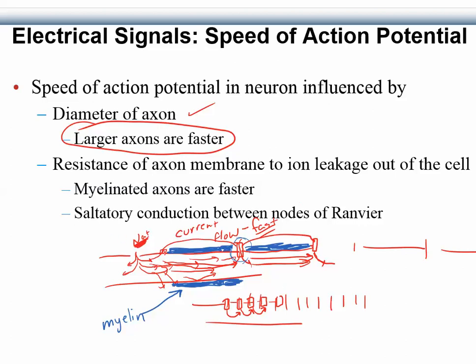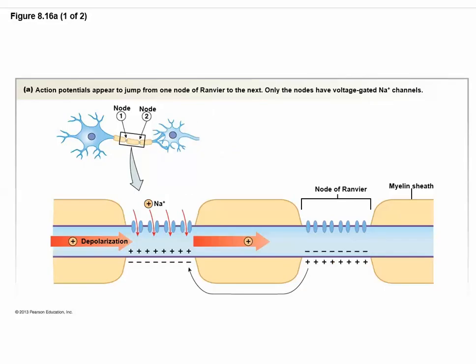And we call this jumping from this node to this node saltatory conduction. Saltar in Spanish means to jump. So it seems to jump; this current flow jumps from here to here. And so the more of that current flow you have, the faster it is. Okay, so this might be a little bit more clear.